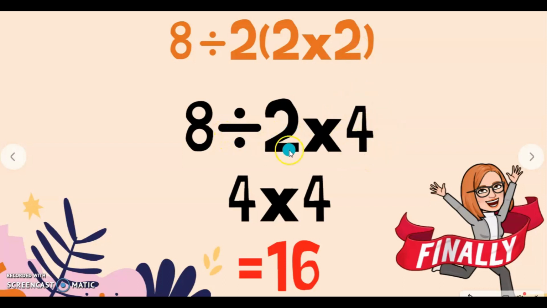8 divided by 2 times 4. Rule number 2. If the remaining operations are division and multiplication, you have to work from left going to your right. So we are going to divide first. 8 divided by 2 is 4. 4 times 4 is 16.